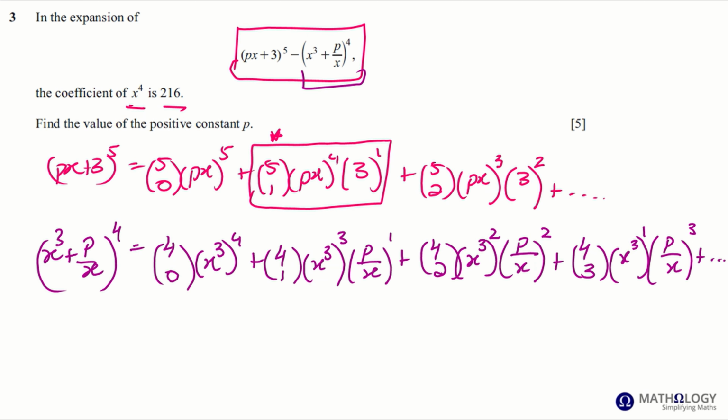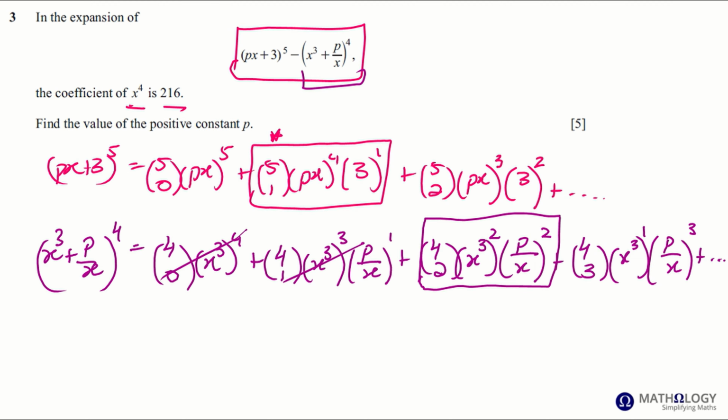Now, we're not going to continue expanding here because, again, we're looking for a term that contains x^4. So the first term here is (x^3)^4, which is x^12. So that's a term we don't need. The second term has (x^3)^3, which is x^9, divided by x is x^8. That's also not a term that we need. The next term, however, is (x^3) squared, which is x^6, divided by x squared will give us x to the power of 4. So this is a term that will give us a term in x^4.